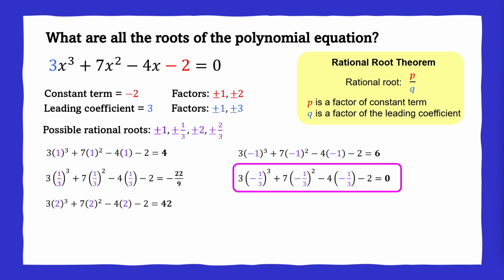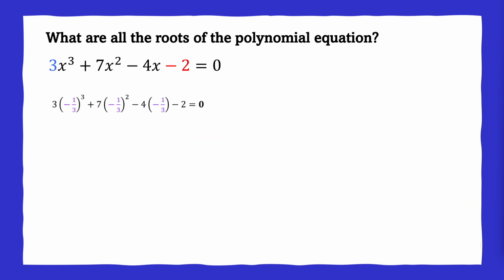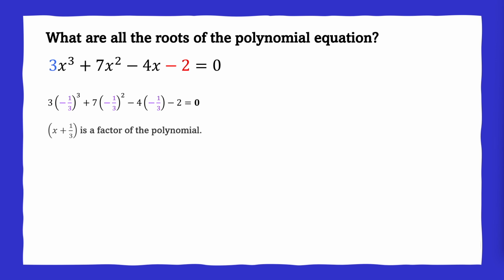Substituting 2 results in 42. Next, plugging in -2 results in 10. 2/3 results in -2/3. And finally, plugging in -2/3 results in 26/9. Therefore, -1/3 is the only rational root, which means x plus 1/3 is a factor of the polynomial. Now let's find any remaining roots.